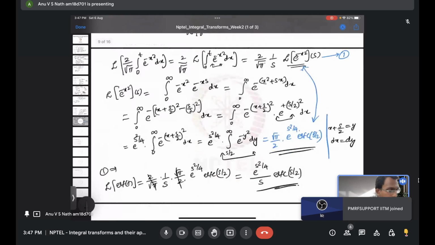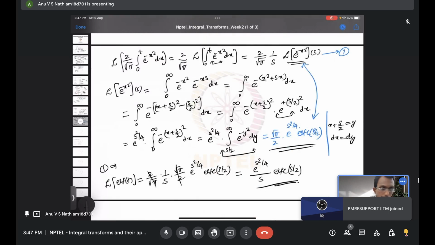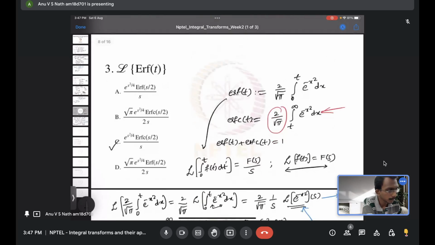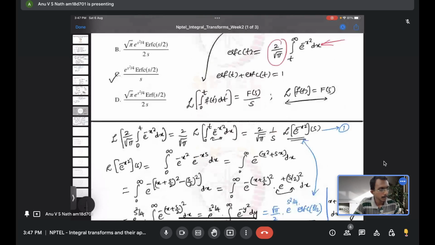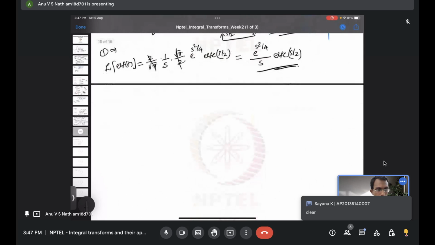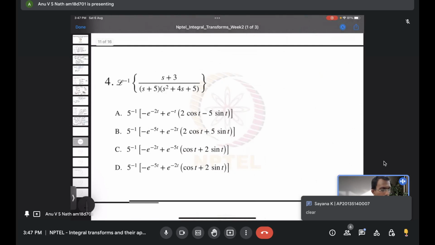So any question in this problem? Is this clear, or do you need me to explain any part again? Okay, so I think this is clear. So we'll move to the next question.